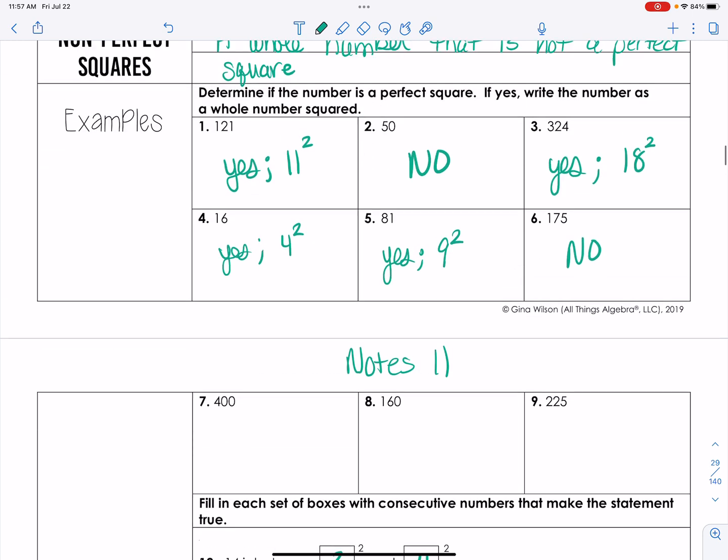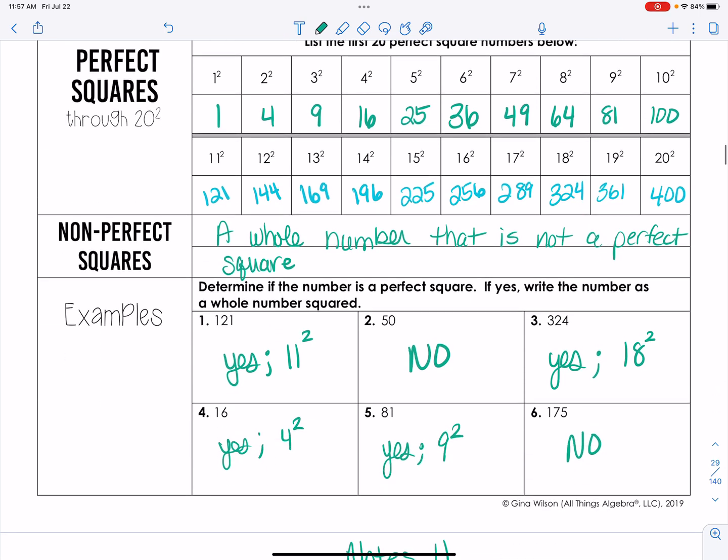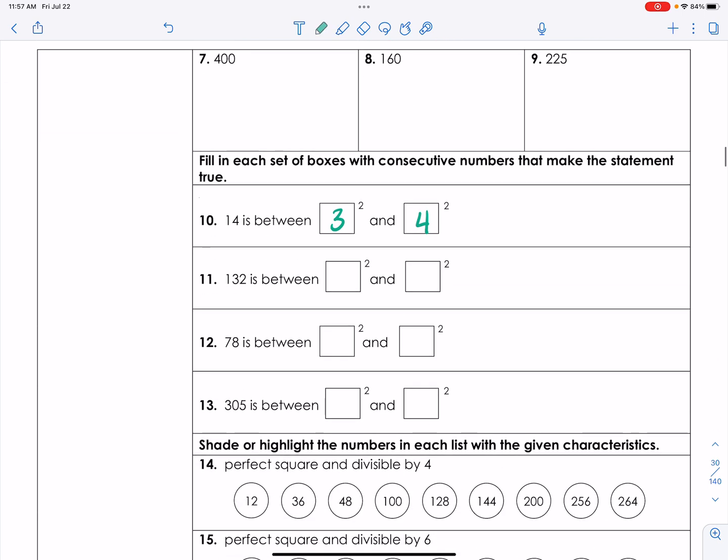Okay, so 132. If I follow these numbers, I'm just going to use yellow. 132, here's 121, and it jumps to 144, so that happens somewhere in between there. So my answer is between 11 squared and 12 squared. Okay, I would like you to pause and do 12 and 13.